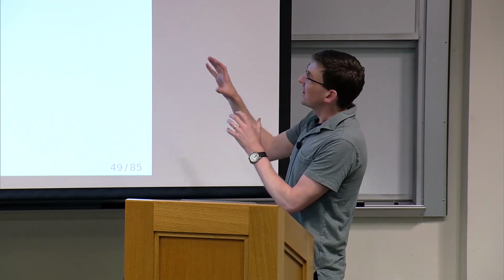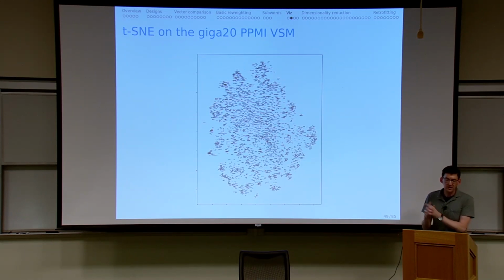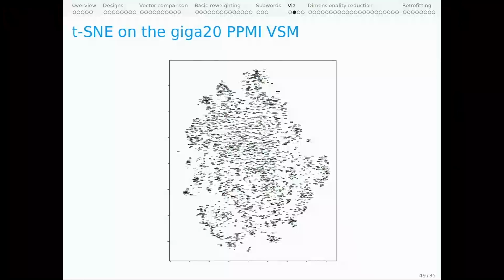This is a t-SNE plot of Giga 5, that matrix, after I did Giga 20, after I did positive pointwise mutual information on it. And I would just say that this looks pretty good to me. Yeah, actually, at this point, I think this is quite beautiful. You might come to also find these things quite beautiful because it looks like a giant blob, but actually there's a lot of local structure.